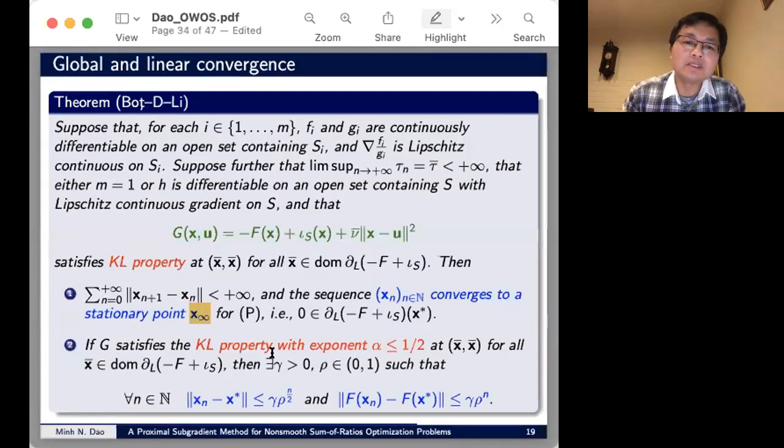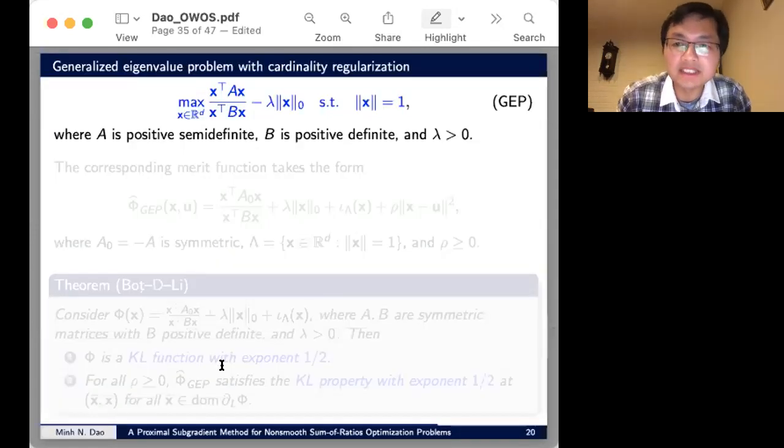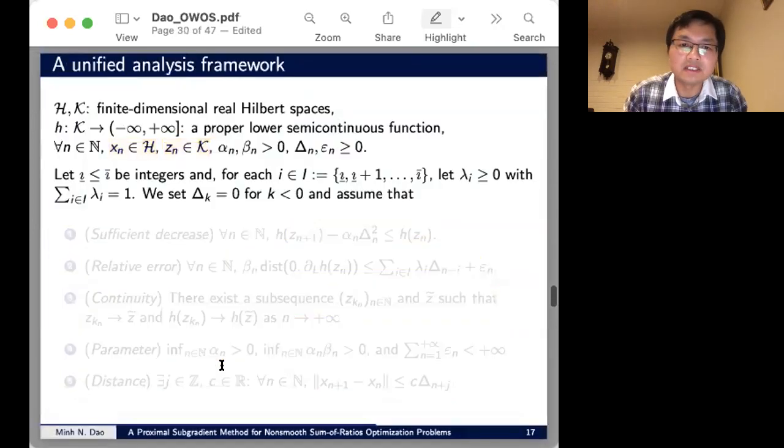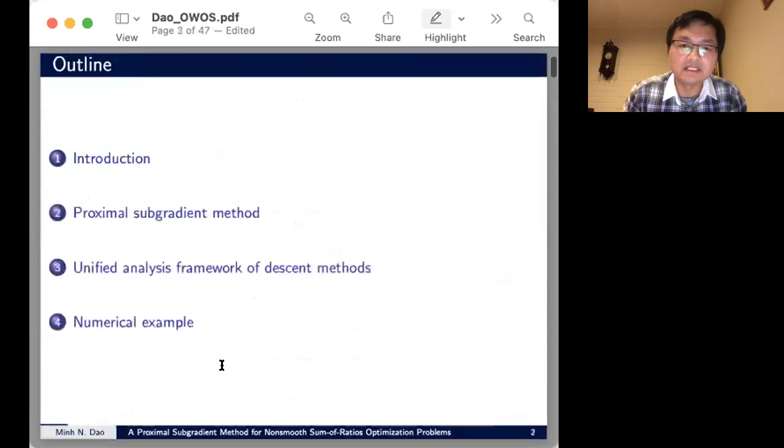But the question is the case when the merit function satisfies the KL property with exponent 1/2. We have some examples for that. First, we look at the generalized eigenvalue problem with cardinality regularization. So our second motivation here.